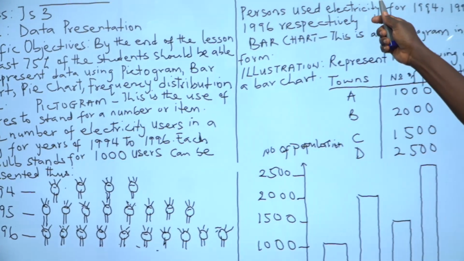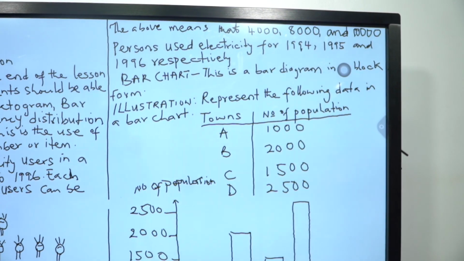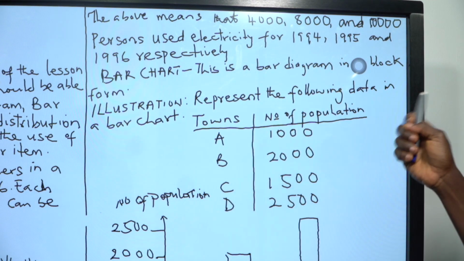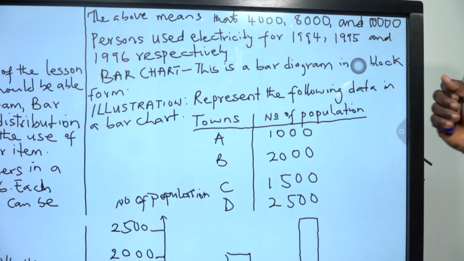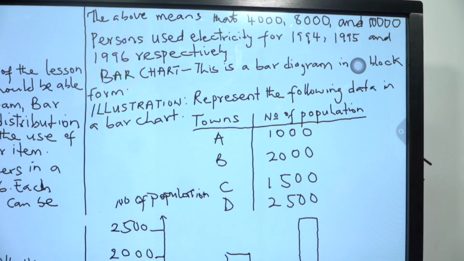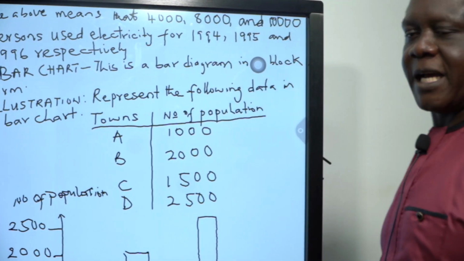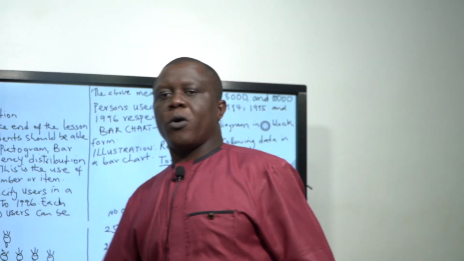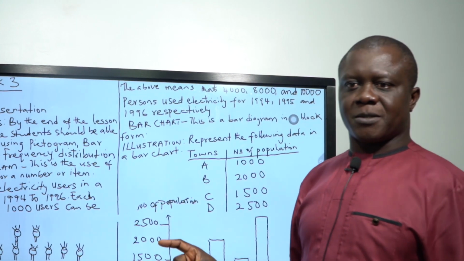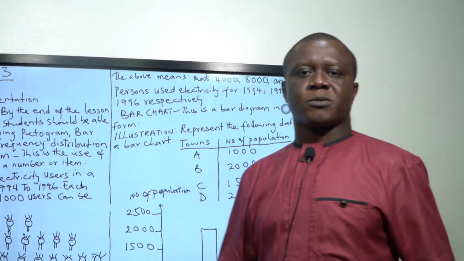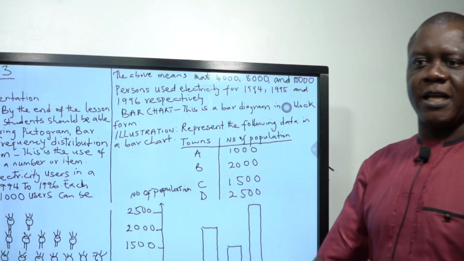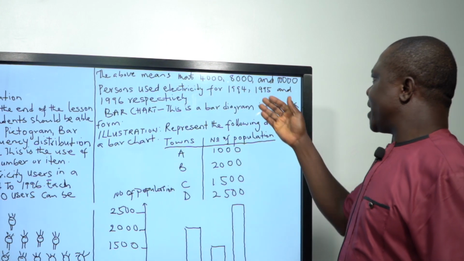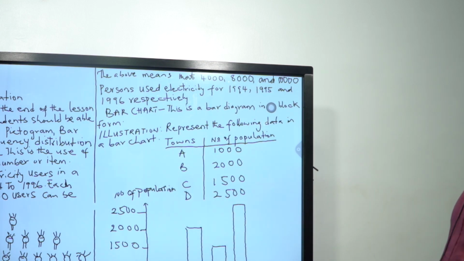Then I said the above means that 4,000, 8,000, and 10,000 persons used electricity for the years 1994, 95, and 96 respectively. In other words, in 1994, 4,000 persons used electricity, which means that one bulb stands for 1,000. And since we have 4 bulbs in 1994, it means 4 times 1,000 will give us 4,000. Likewise in 95 and in 96.